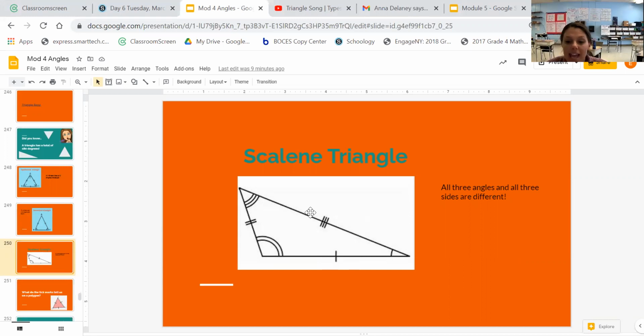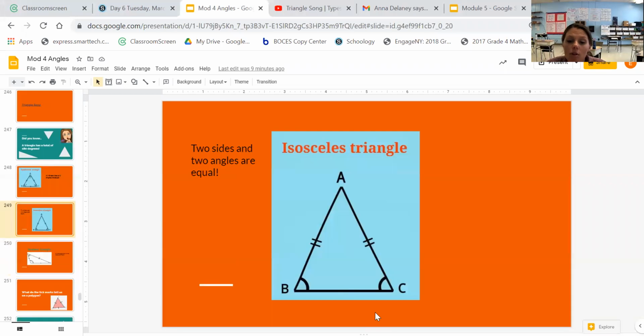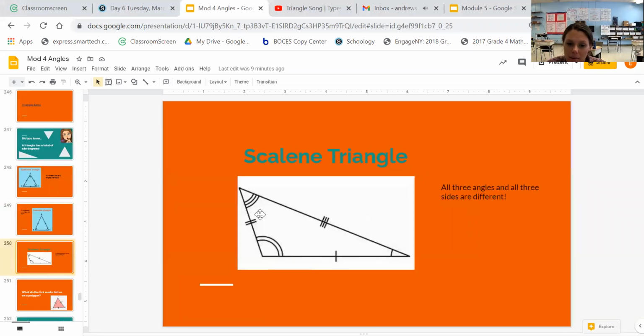And then when we look at the angles, this arc of the angle only has 1, this one has 2, this one has 3. Again, all 3 angles are different, so they all have a different symbol to represent that.